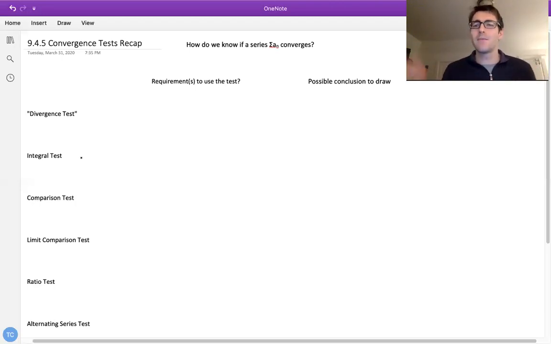For example, if we're asking about the series 1 plus 2 plus 3 plus 4 plus 5 plus 6, etc., well, the sequence doesn't even converge, so there's no way that that sum is going to be something finite. Right? That's the divergence test. It's using this logic just to weed out the completely ridiculous series that can't possibly converge because the sequences don't even converge. So I would say that there aren't any requirements to use this test, and the conclusion you can draw is that it diverges. That's the only conclusion you can possibly draw from this.